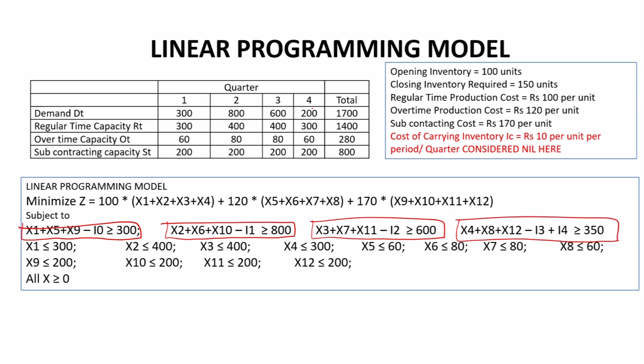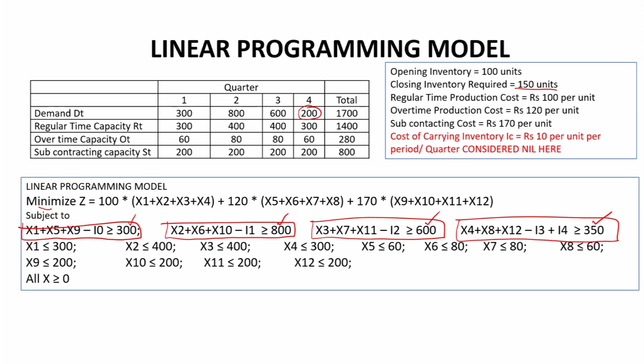Though the requirement is 200, I need a closing inventory of 150. So, that is why this number has become 350. Otherwise, the quarter 3 requirement is 600, the quarter 2 requirement is 800, and the quarter 1 requirement is 300. So, friends, you will also find that if the objective function is of minimization type, most of the constraints are of greater than type. In our case, all constraints are of greater than type.